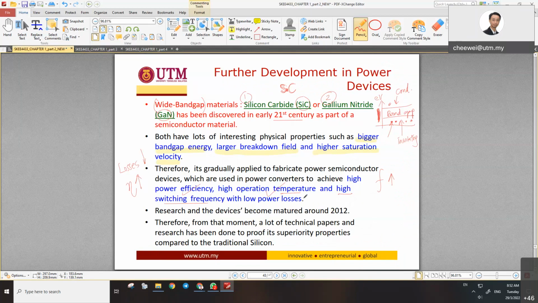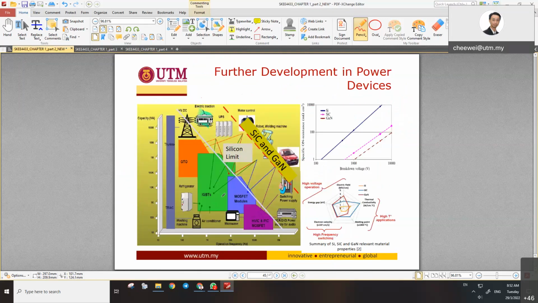So these are the benefits of having wide band gap materials compared to conventional silicon only. Compared to silicon, silicon carbide and gallium nitride are much better in terms of power efficiency, temperature operation, and switching frequency. How much better is that? Let's have a look at the picture. This picture has frequency on the x-axis, and the y-axis is the capacity in volt ampere, or the power.